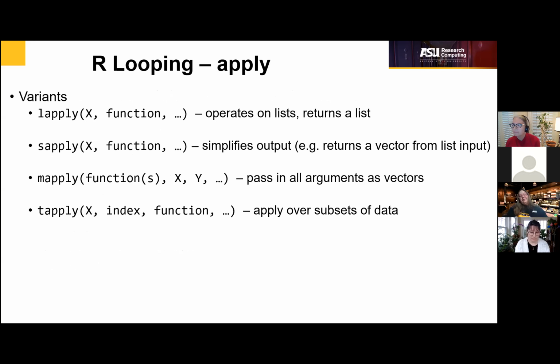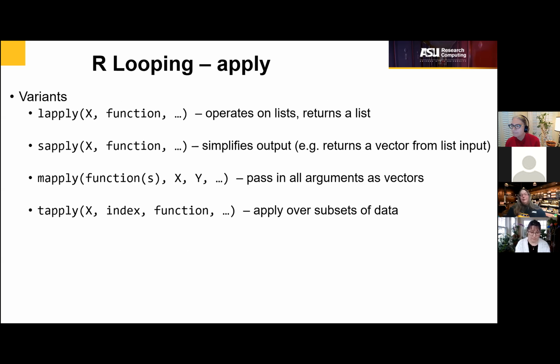And also the really great thing about the apply family is that there's more than just apply. We also have lapply, which operates on lists and returns a list. This is incredibly powerful, especially if you're using data frames. This function here can actually return values faster than other functions such as rowSums and colSums.